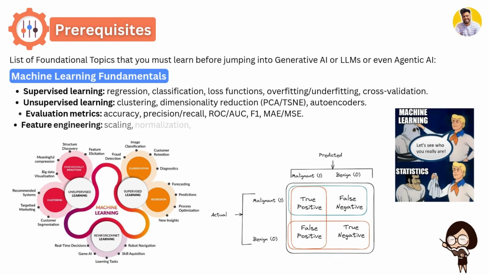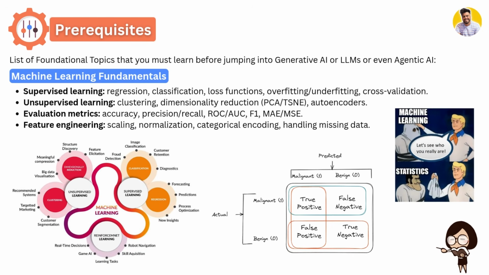And then shift to the machine learning fundamentals. Learn about the supervised learning, that means about the regression, classification, loss functions, overfitting, underfitting, cross validation, along with the unsupervised learning like clustering, dimensional reduction, or the autoencoders. And then make sure you learn about the evaluation metrics and how you can evaluate any type of model, by using accuracy, precision, recall, F1 score, AUC, ROC curve, MAE, MSE.